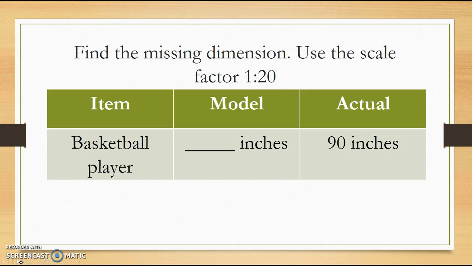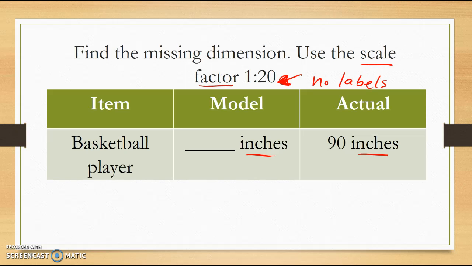Now our next slides are going to be talking about scale and scale factor. Here it says find the missing dimension, use the scale factor 1 to 20. So this is called a scale factor because there are no labels. Scale factors don't need labels because their units are the exact same. So here we have inches and inches, so we don't have to worry about doing any sort of conversion.